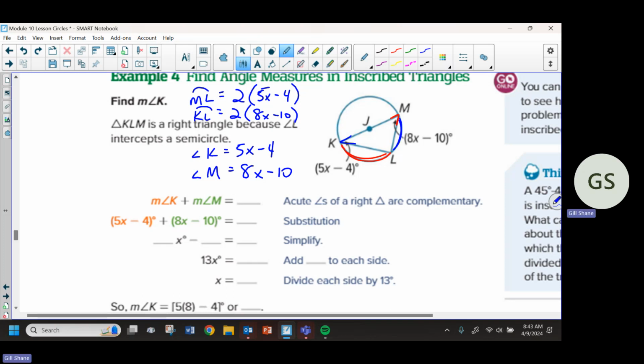So again, I told you there's only one theorem you really need, but you got to know it inside and out, and you got to be able to expand on it a little bit. This angle is half of this arc. This red angle is half of that arc. Well, I know the two arcs added together are 180. So if I added the angles together, because that's the measure of one angle, actually, let's keep it color coded.